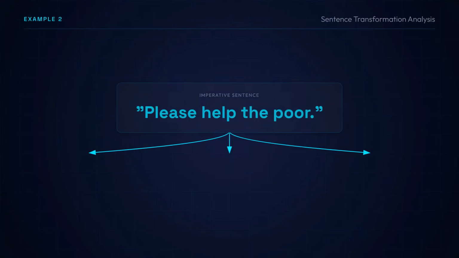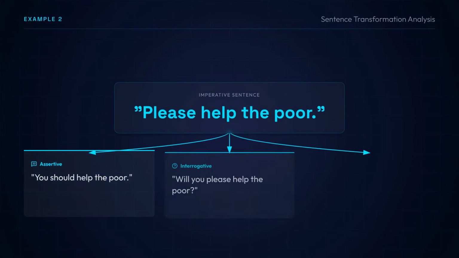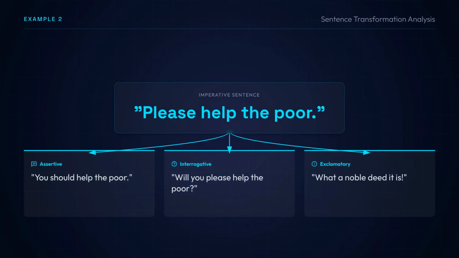Example 2. Imperative, please help the poor. Assertive, you should help the poor. Interrogative, will you please help the poor? Exclamatory, what a noble deed it is.